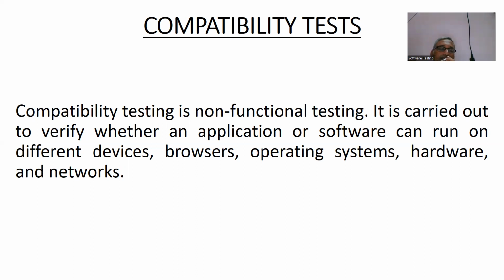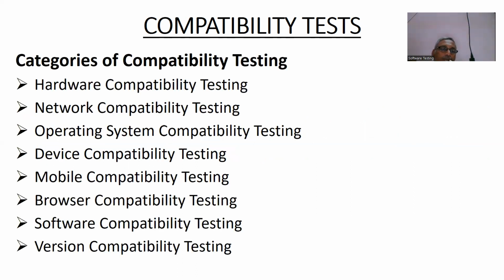Next one, compatibility testing. Compatibility testing is non-functional testing. It is carried out to verify whether an application or software can run on different devices, browsers, operating systems, hardware, or networks. Next one, categories of compatibility testing. Categories of compatibility testing: hardware compatibility testing, network compatibility testing, operating system compatibility testing, device compatibility, mobile compatibility testing, browser compatibility testing, software compatibility testing, and version compatibility testing. These are all the types of compatibility testing.